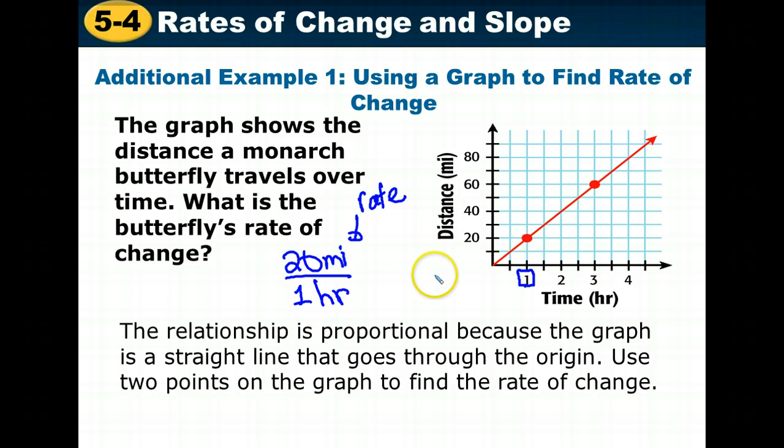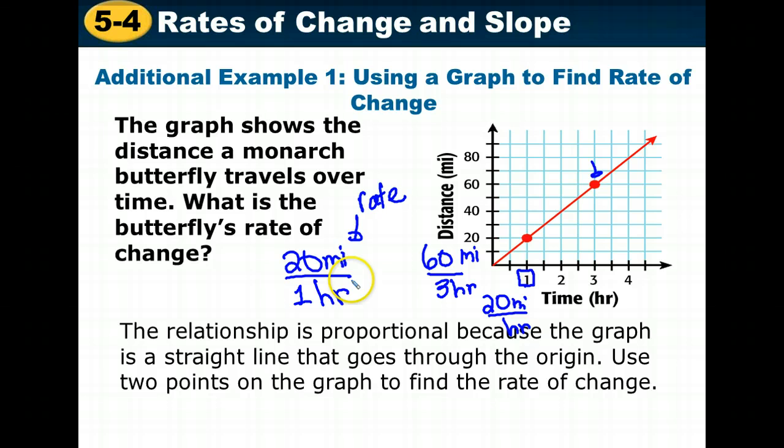Okay, now let's say the graph did not show us this point. We could use this point here as well to find the rate, which would be 60 miles over 3 hours. And then in this case we will divide them, 60 divided by 3, and that will give us 20 to 1. Again, we divide both of them by 3, so that will give us 20 miles per hour.